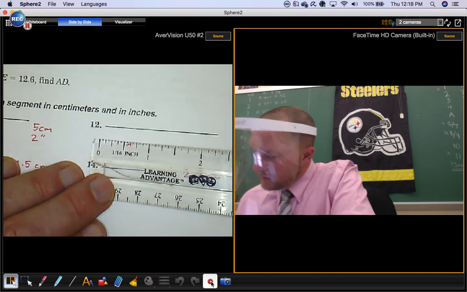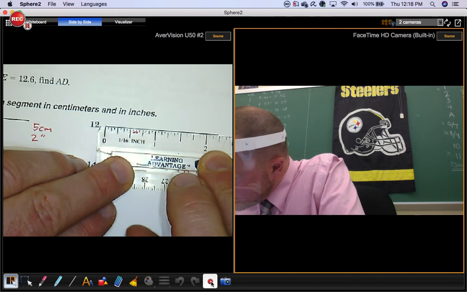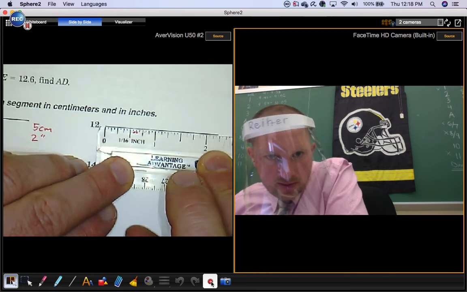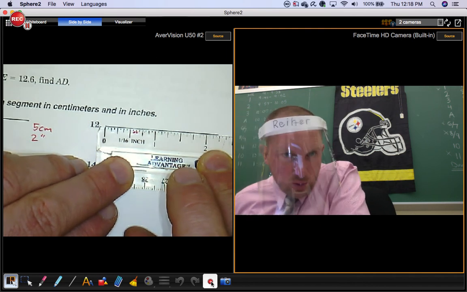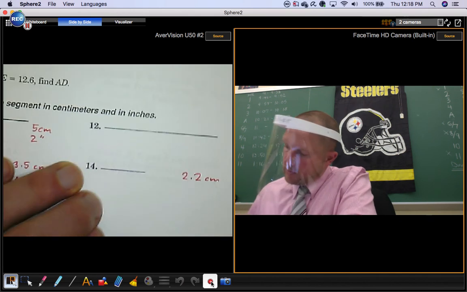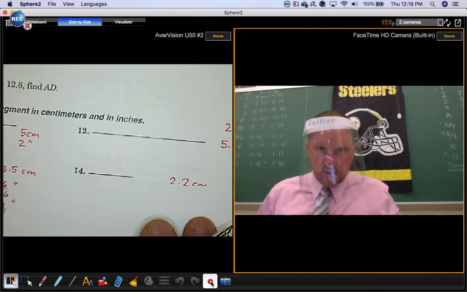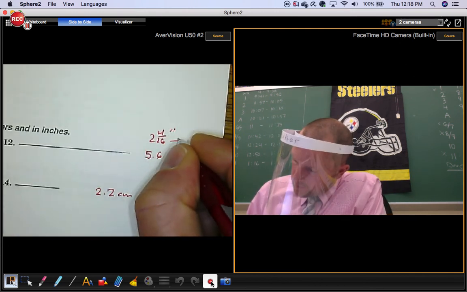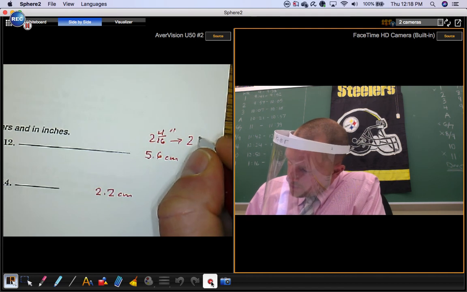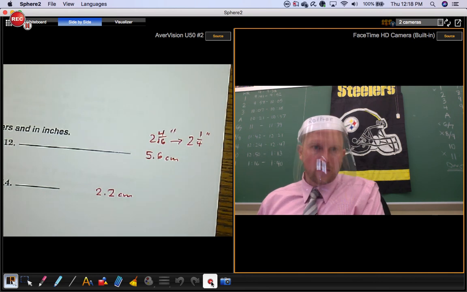Try number 12. Count the little lines that go past the 2. It looks like it's 4 little lines past the 2. So it's not 2.4, it's 2 and 4/16 when you use the inches side. Four sixteenths is 1/4 of an inch.